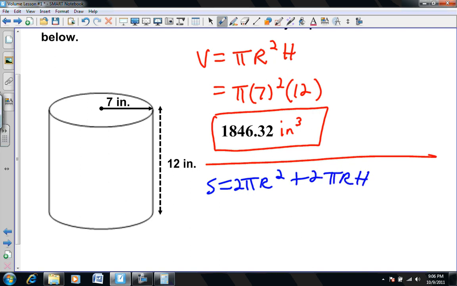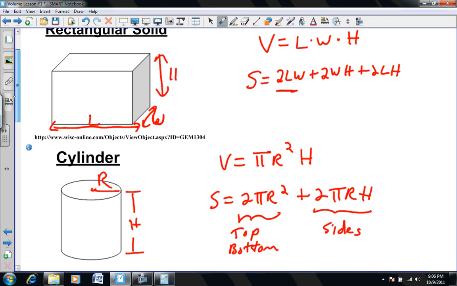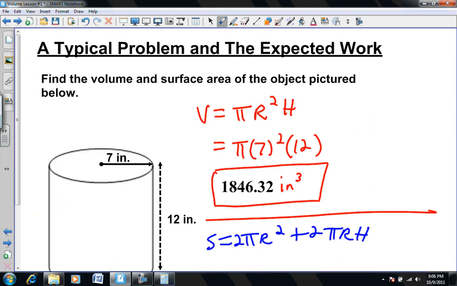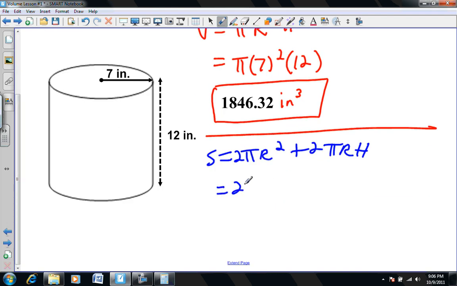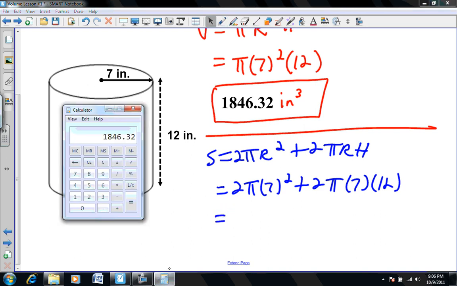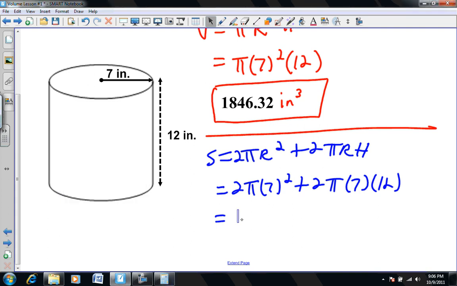Okay, just coming from this formula back here. See, there it is. That's it, just writing it down. And then all I got to do is plug the values in. Okay, so if I go back here and I plug in my values, let's see what I get. I have 2 pi times 7 squared plus 2 pi times 7 times 12. Now, I'm going to do a little extra work on here just because the formula is more complicated, so I'm going to do 2 times pi times 7 times 7 equals 307.72.